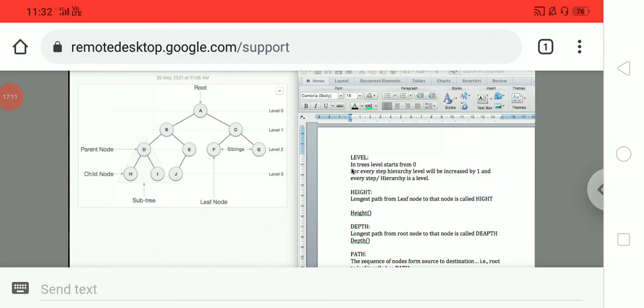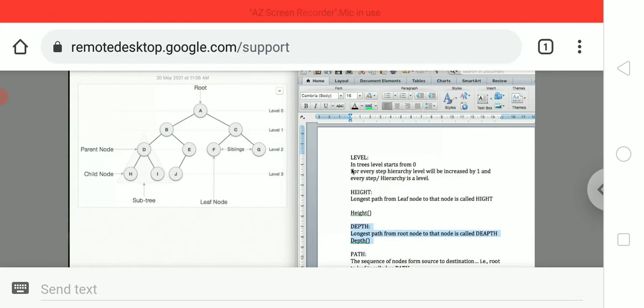Next one is depth. The longest path from the root node to the node is called depth. In height we calculate from the root node to the leaf node, but in depth we have to go from the node to the root node. That means upward direction. In height we calculate from top to bottom. Here we have to calculate from bottom to top.